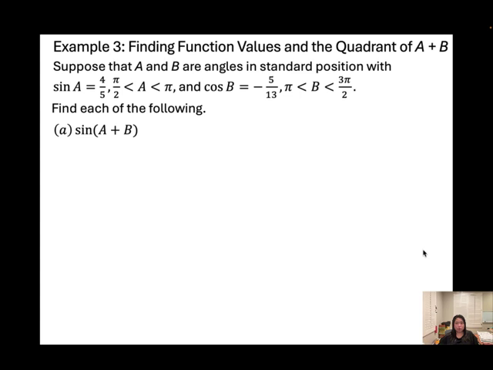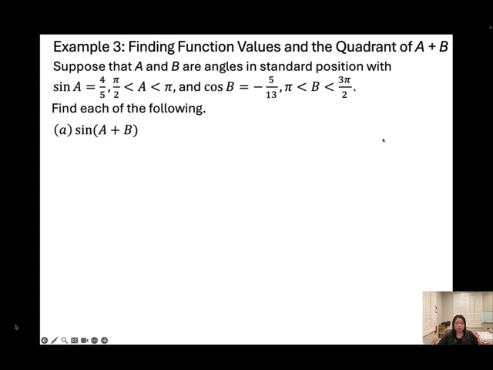Okay, example 3. Suppose that A and B are angles in standard position with sine A equal to 4 over 5, and the angle A is between pi over 2 and pi. So this is talking about quadrant 2. And then cosine B equal to negative 5 over 13, and B will be between pi and 3 pi over 2. So that will be quadrant 3 here. Find each of the following: sine of A plus B.